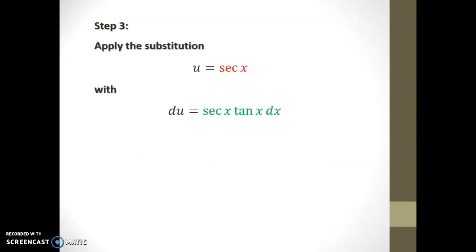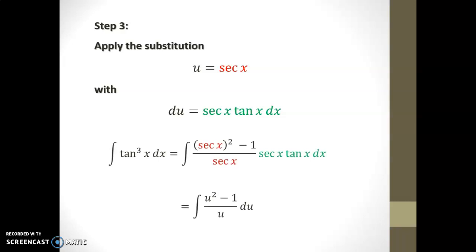Step 3, apply the substitution u equals secant x, whose du is secant x tan x dx. In our integral, notice how every single term can be either associated to secant x, which is a u, or to secant x tan x dx, which is going to become a du. And the resulting integrand would be a combination of powers of u.